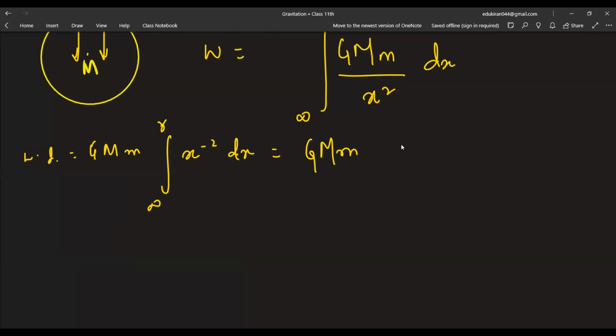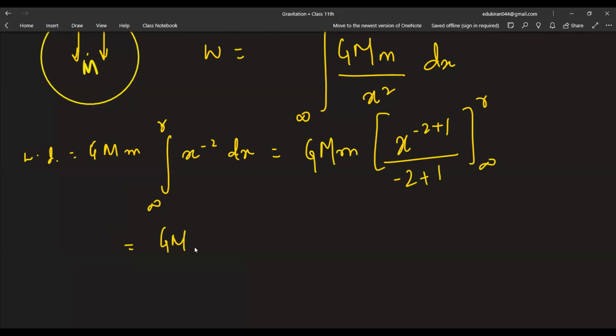See, this is a constant term. X to the power minus 2 is here. N plus 1 comes in the denominator. And the limits are infinity to r. Okay, class. Now see, what do we have? G, capital M, small m by, this is 1 minus 2, which is minus 1. And this is also x to the power minus 1 from infinity to r.